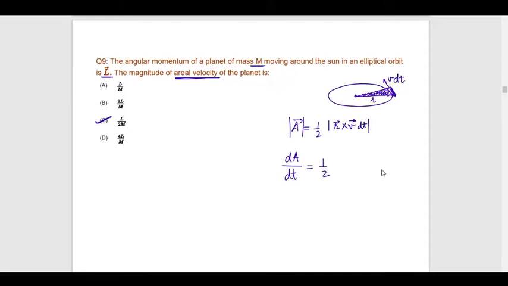So what is dA by dt? dA by dt will be represented by r cross v. Okay, and if we multiply and divide with m, the numerator will be equal to the magnitude of angular momentum, which must be divided by twice the mass of the planet. So dA by dt is the magnitude of L vector divided by twice the mass of the planet. Okay.